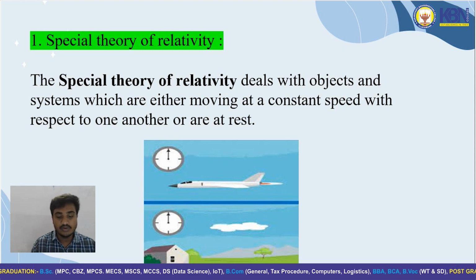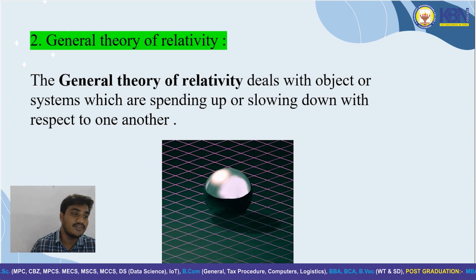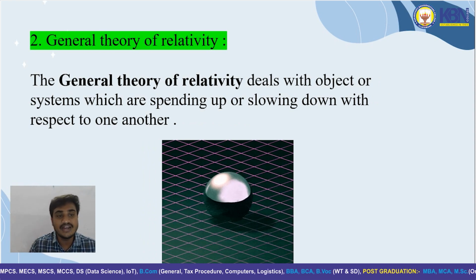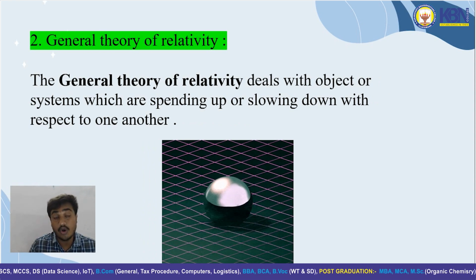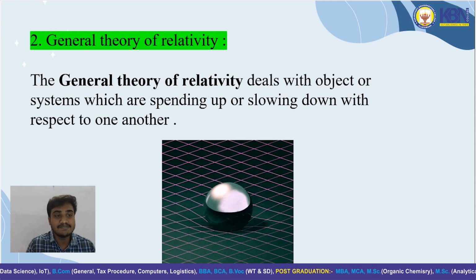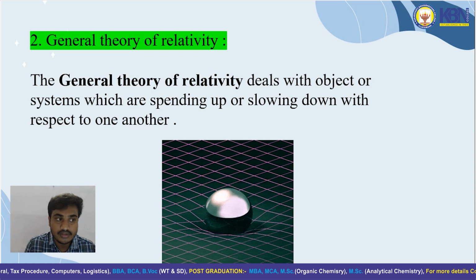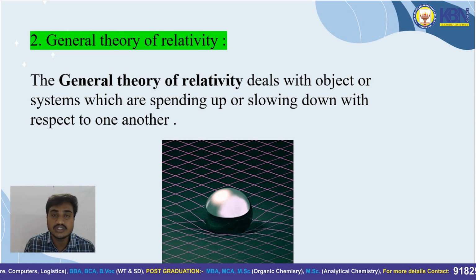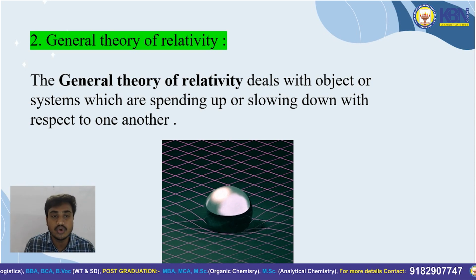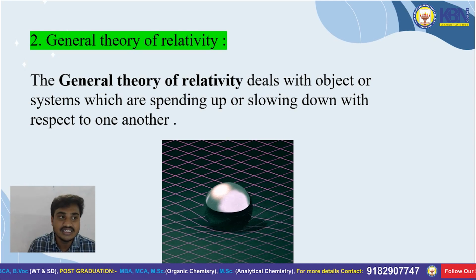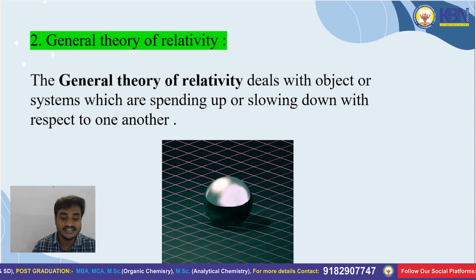Now moving to the second one, the general theory of relativity. The general theory of relativity deals with objects or systems which are speeding up or slowing down with respect to one another. This is what the general theory of relativity tells us.